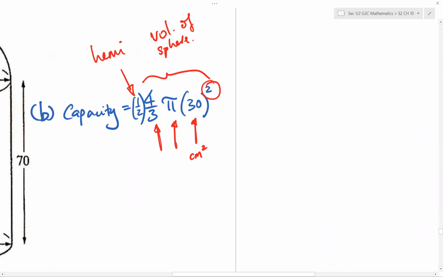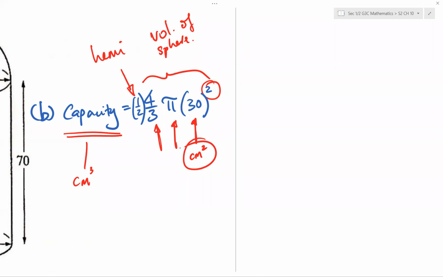Xinyan, look, capacity. What are we expecting for the units? Cm cube, right? Not cm cube, right? Then your cm square only. What went wrong? Okay, so this is a way to very quickly identify something is wrong in the working already. So what do you think happened?